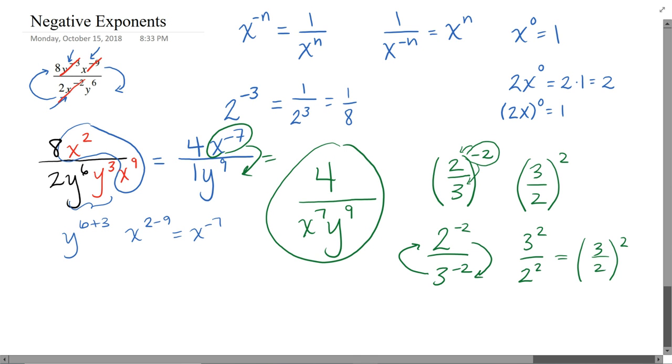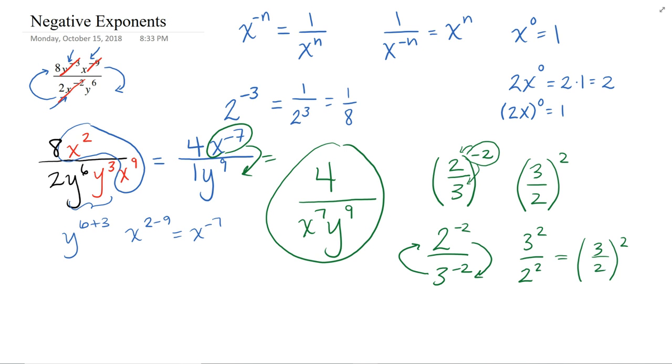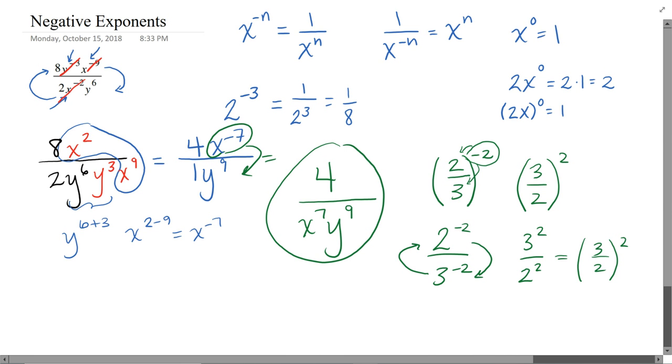The big picture idea is that numerators and denominators are just locations for our negative exponents. So if we have a negative exponent up top, it goes down to the denominator. If I have a negative exponent in the denominator, it comes up to the numerator. And only the pieces that are negative move. Anything else stays where it is.